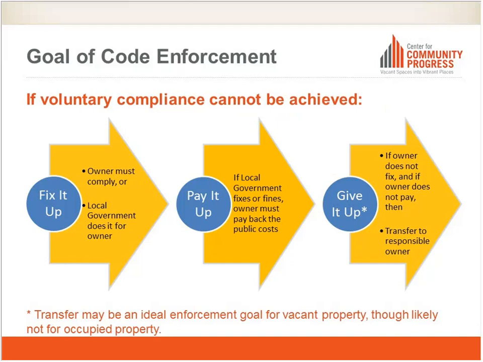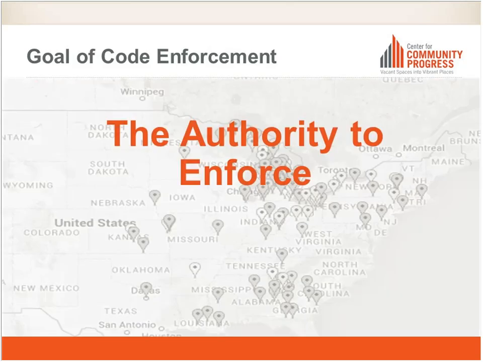When we talk about fix it up for vacant properties, we want the owner to comply. And if the owner doesn't comply, maybe the local government has to step in and do it for them. If local government does have to step in and do it for them or has to assess a fine, the owner needs to pay back the public costs for securing that property or making it so that it's safe and doesn't impose a danger to the neighbors in the neighborhood. Finally, if the owner doesn't fix it up, and doesn't pay up the public costs, then we look to transfer the property to a responsible owner and possibly give it up.